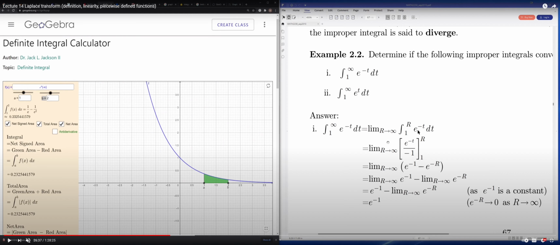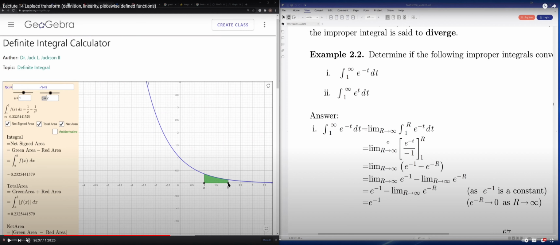So I have the same problem with the integral of e to the minus t dt between 1 and infinity. How do I work this out? I work it out using my limit definition. I need to integrate e to the minus t dt between 1 and r. That's what this picture is doing for me: I have 1 over here, and r is a value larger than it.